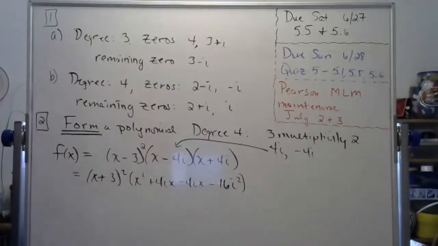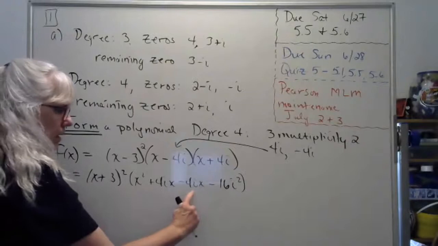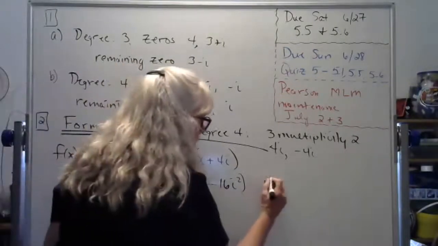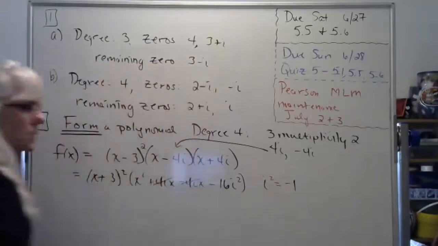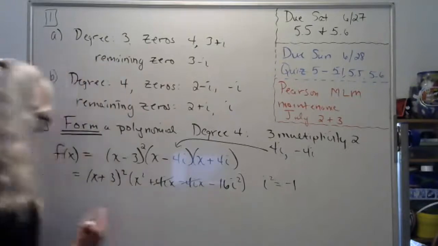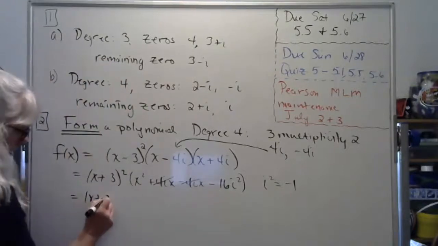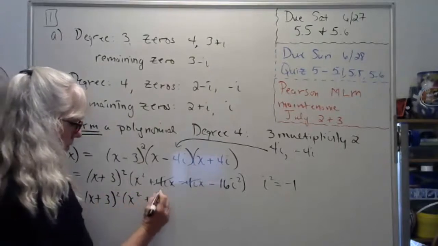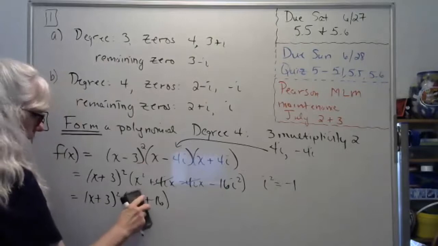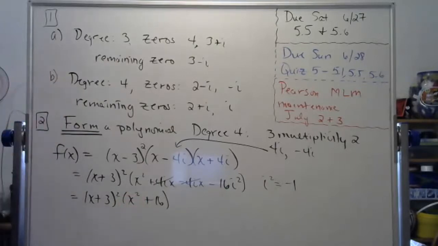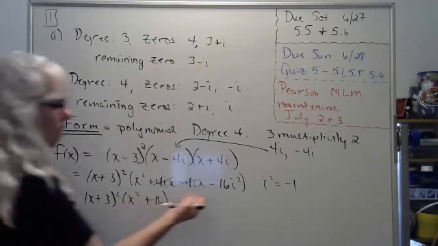Well, that looks ugly. But recognize that the 4ix and the negative 4ix are going to cancel, so those terms are gone. And don't forget, a long time ago, you learned that i squared is defined to be a negative 1. So that's going to take this i squared out and rewrite that as x squared plus 16. So x squared plus 16. So what we've done so far is we've given it real coefficients. In other words, we got rid of all the i's.